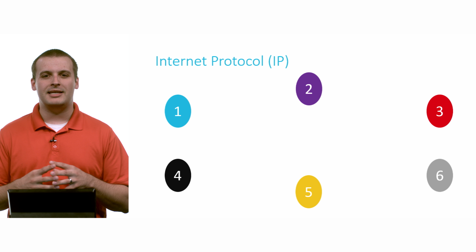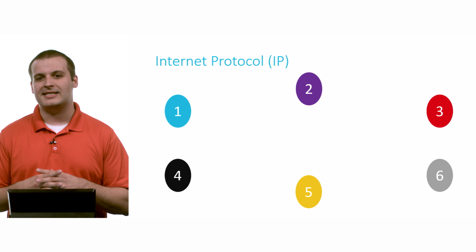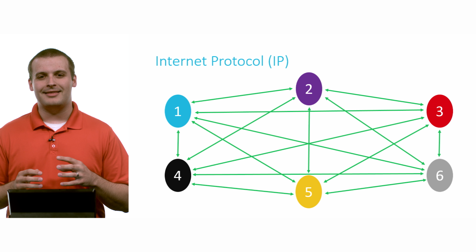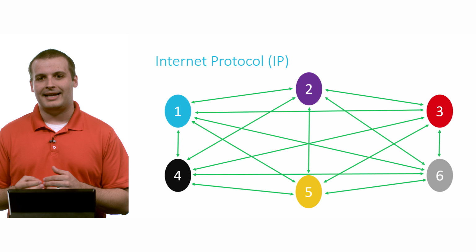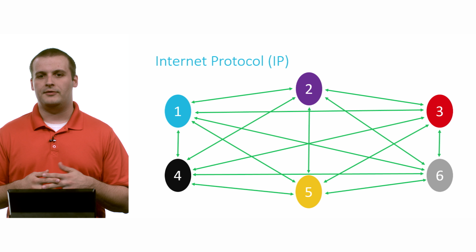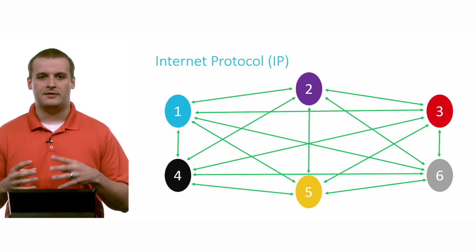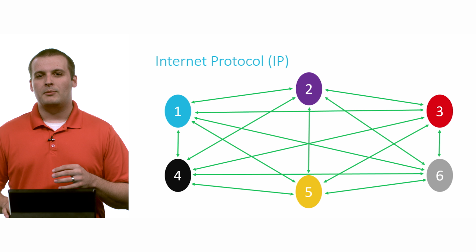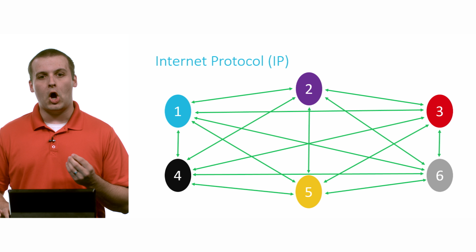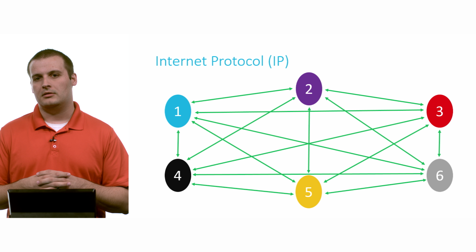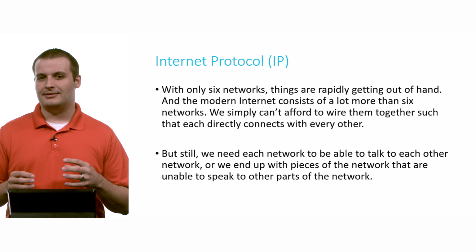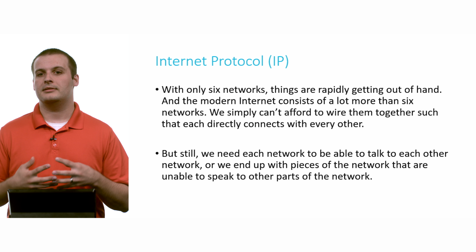But as the image gets a little bigger, let's now imagine we have 6 different networks. If that's true, now we have something like this for every network to be connected to every other network. And if you look, every network has 5 arrows connected to it. So everything is connected to every other network. But we only have 6 networks here. And already, look at how much wiring we have to employ, right? And the internet consists of a lot more than 6 networks.